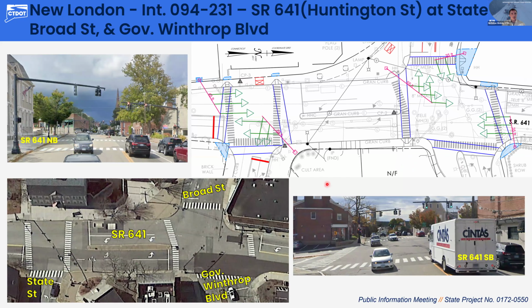So moving on to New London, this is intersection 94 231. It's State Route 641 at State Street, Broad Street, and Winthrop Boulevard. So this intersection is actually getting split into two separate intersections. The north intersection is going to get its own controller cabinet. The south intersection will get its own as well. They'll still operate together. We got a request from district maintenance, just easier for them to maintain.